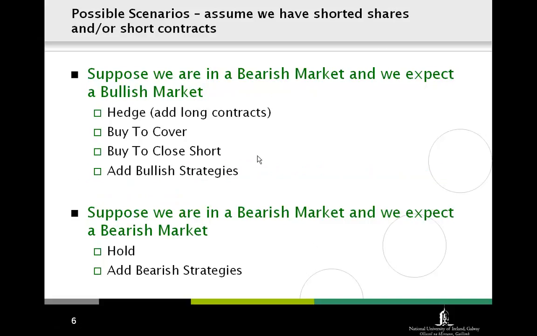In the second type of scenarios, we assume that we have shorted shares and or short contracts. It is a bearish market and we expect a bullish market. In this case, we may hedge what we have. We add long contracts. We may buy to cover the shorted shares, and if we have short contracts, we buy to close these short contracts. We may also add bullish strategies. In case we have a bearish market and we expect a bearish market, we hold what we have and we may add bearish strategies.